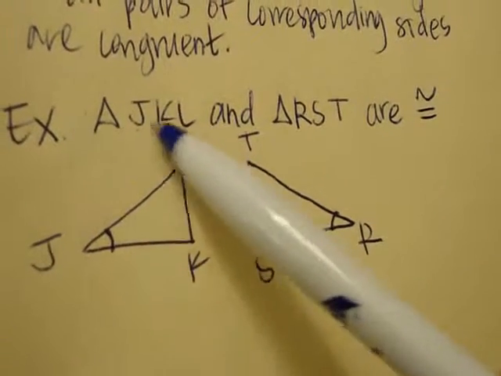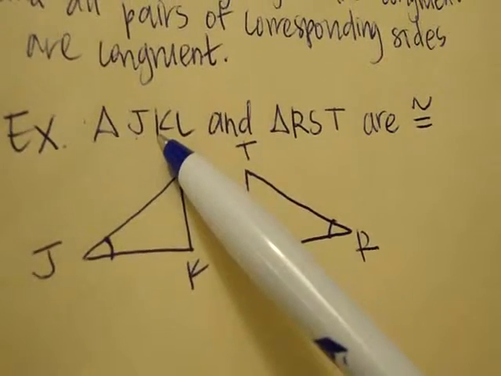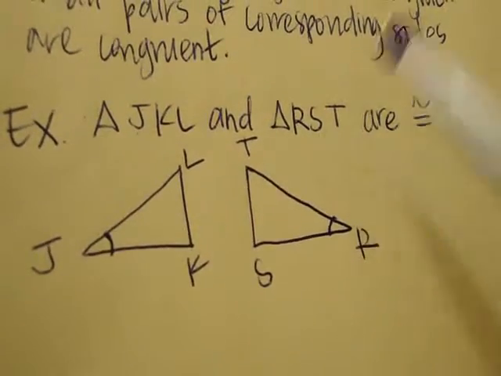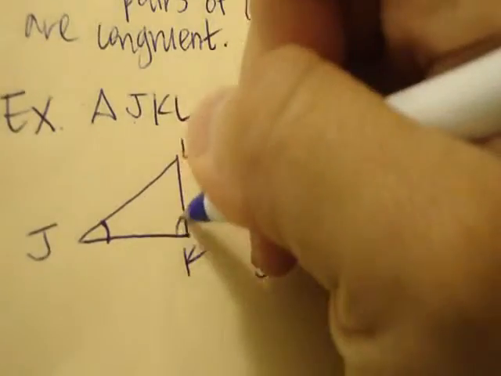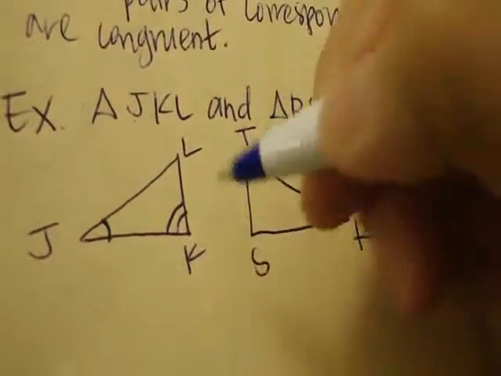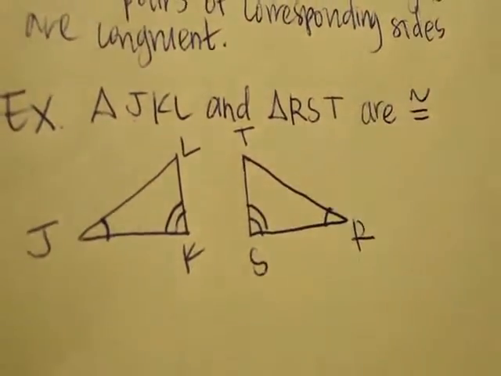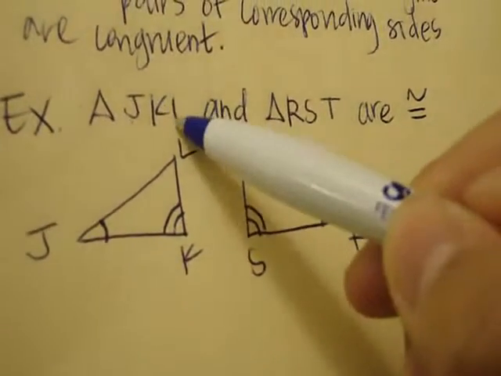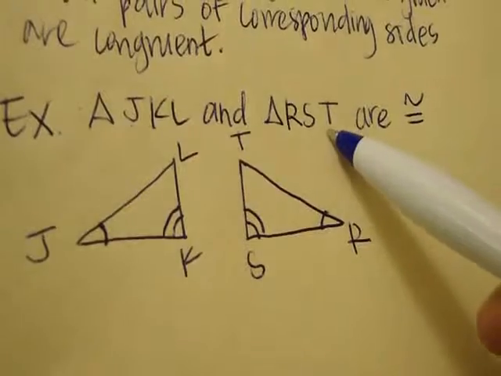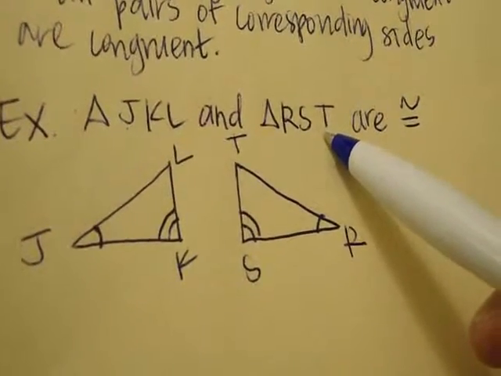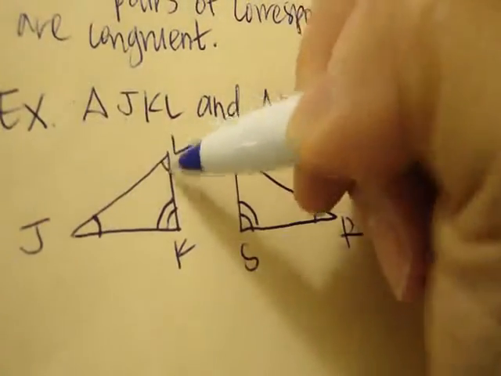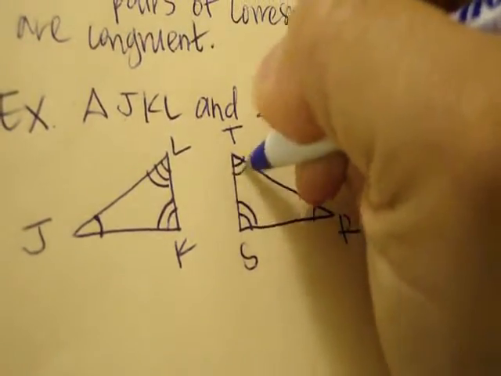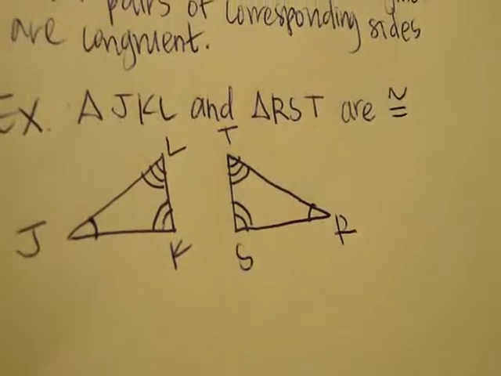Okay. Now the next angle in the triangle is K, and we see that it corresponds with angle S. So I'm going to go ahead and make this a double arc and make this a double arc to show that these two angles are congruent. And the last angle that we see here is angle L, and we see that it corresponds with angle T right here. So I'm going to go ahead and do a triple arc right here to show that these two angles, angle L and angle T, are congruent to each other.